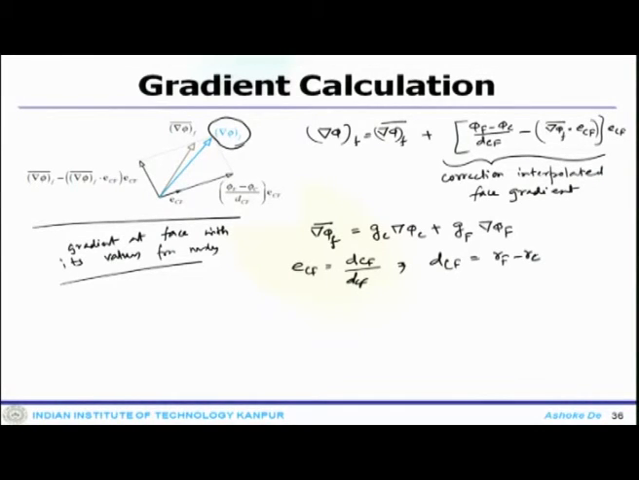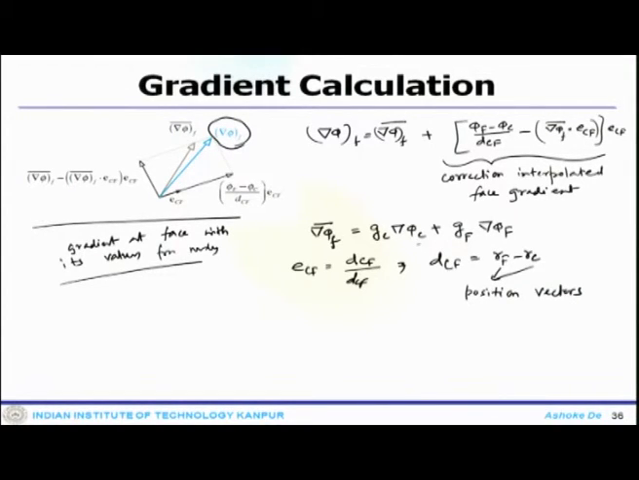So, one can find out these calculations using this expression and then using the information of delta phi c and delta phi f, and these two are essentially the position vectors. This is how you can actually obtain it.